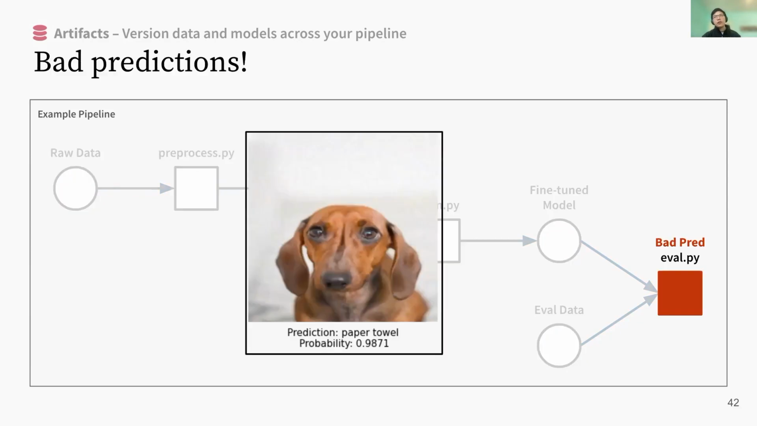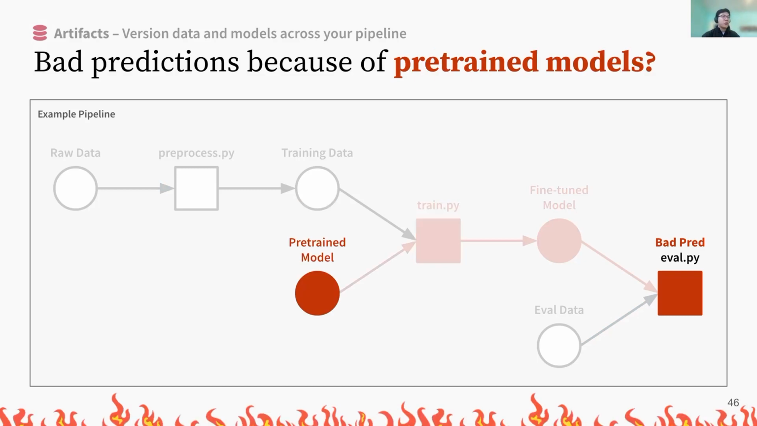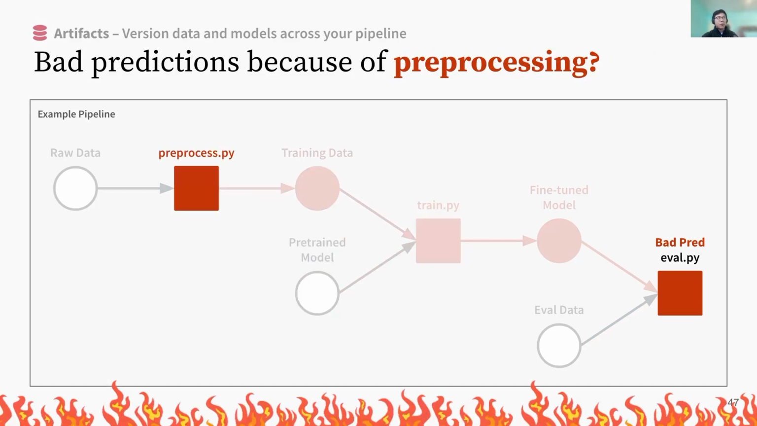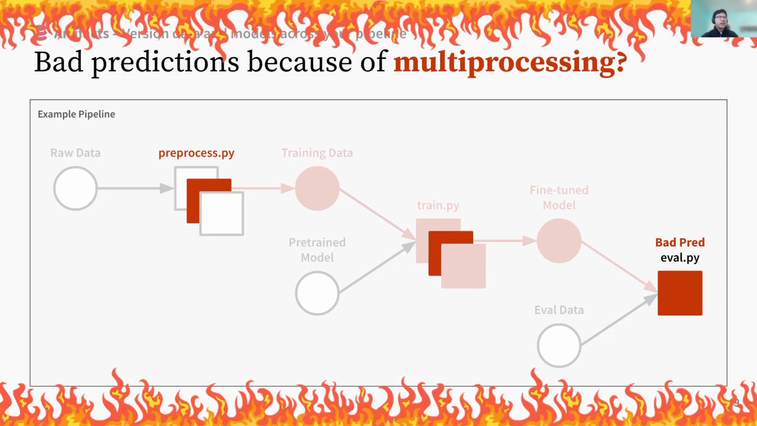How many times have you gotten a bad prediction? It looks like this dog is a paper towel. That's not good. And how many times have you just scratched your head figuring out just what exactly went wrong here? Is it the training script that's broken? Maybe the pre-trained models? Maybe the pre-processing script is messed up? Maybe someone changed the raw data? Maybe it's even more insidious, and actually it's a multi-processing bug.